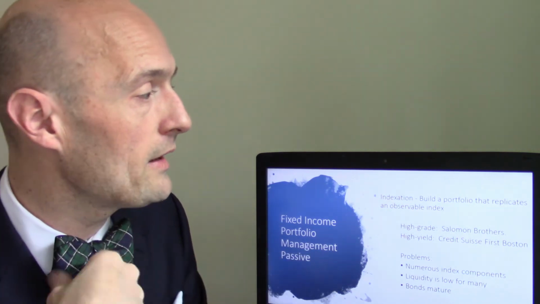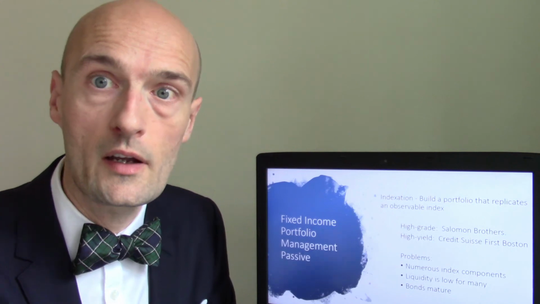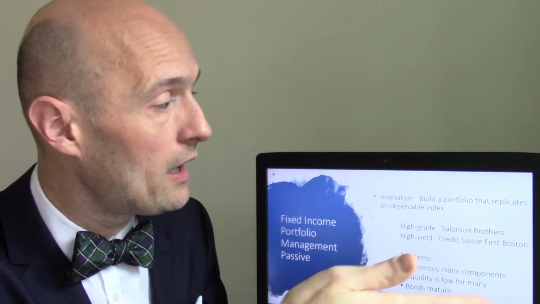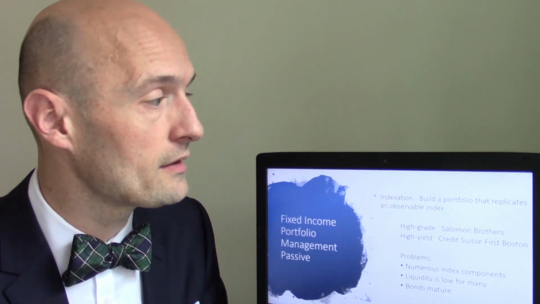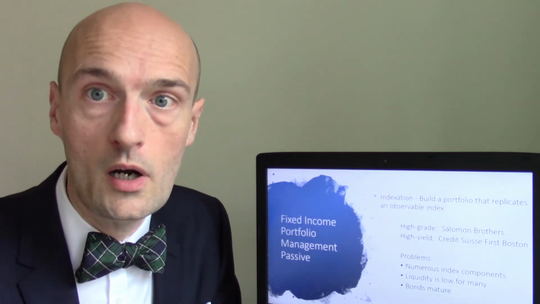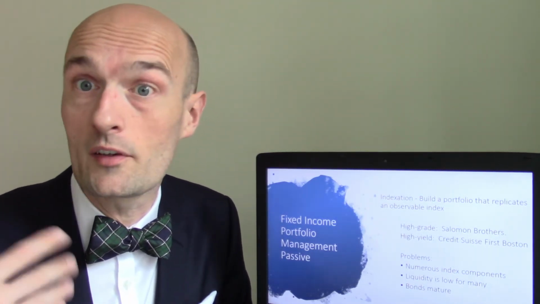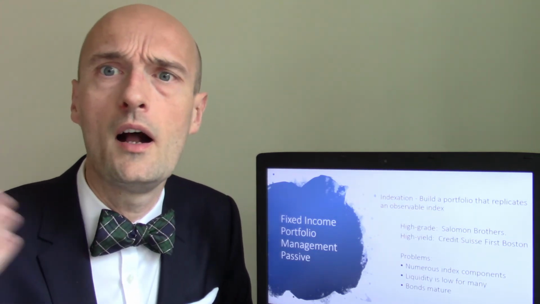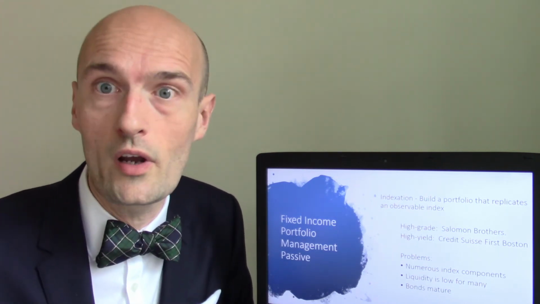So indexing means building a portfolio that replicates an observable index. So they might pick an index that they want to roughly replicate. There could be a high-grade bond index like the Salomon Brothers index, or a high-yield index like the CSFB high-yield index. But there are problems, because with stocks there's constant buying and selling, and they're pretty liquid. As I explained, I think probably in yesterday's class, a lot of bond investors just buy a bond and hold on to it until maturity. They don't trade in and out of it.